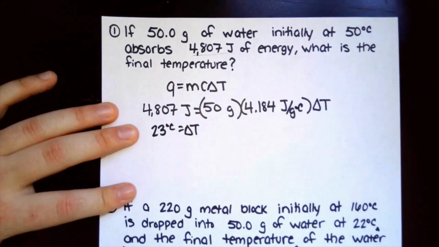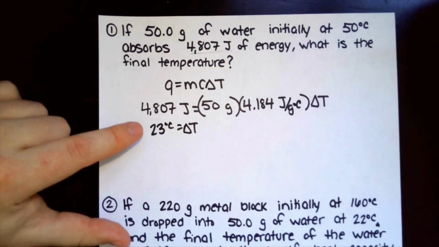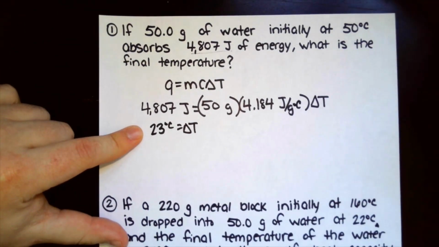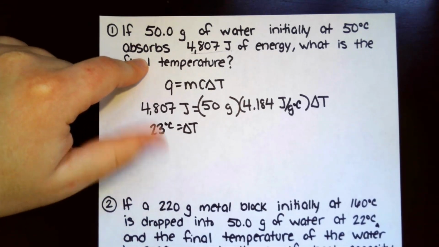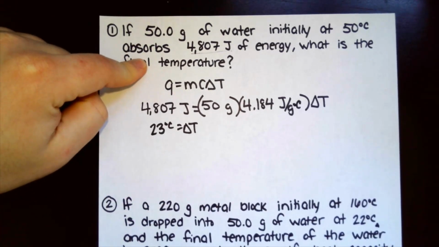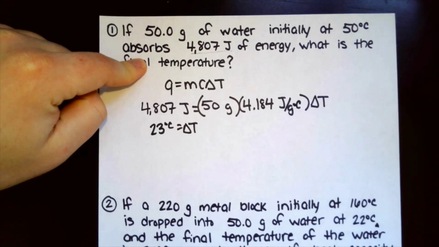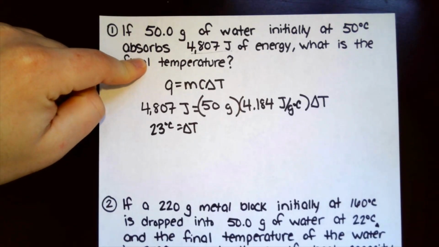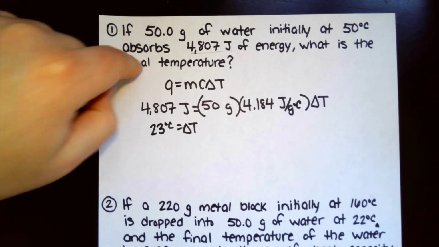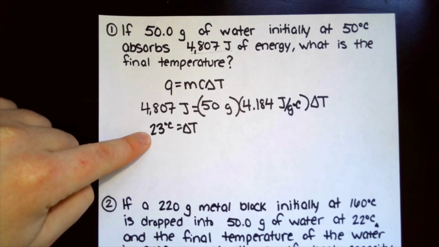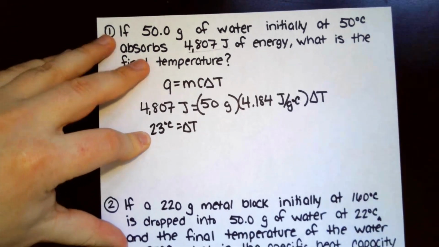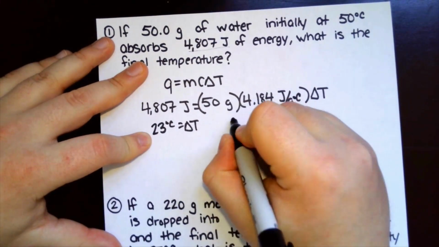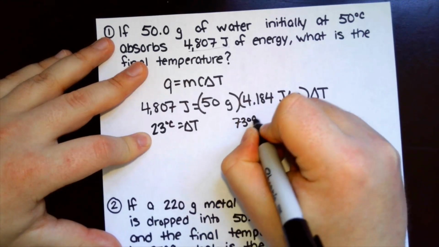So you could solve it this way, and you say, oh, well, the change in temperature was 23 degrees Celsius. You're absorbing energy. If something is absorbing energy, it's absorbing heat, because remember, heat and energy are the same thing. So it's going to be getting hotter, the temperature must go up. So if we add that 23 degrees that it changed to the 50, because it has to go up, our final temperature would be 73 degrees Celsius.